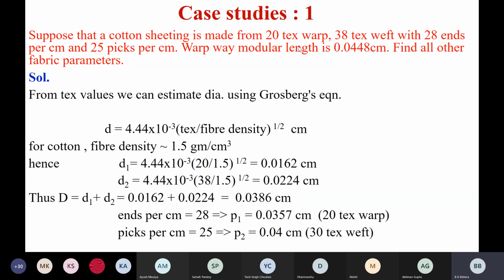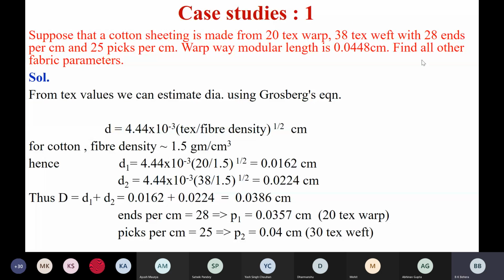Now you are given only 4 parameters. You have to find out the remaining 7 parameters. What is given to you? 20 tex warp yarn. From tex, it is a cotton yarn. And if you know this formula I have given you in the tutorial class, you can note it down here. From here you can find out the D1 value. From the 38 tex weft yarn, from here you can find out the D2 value.